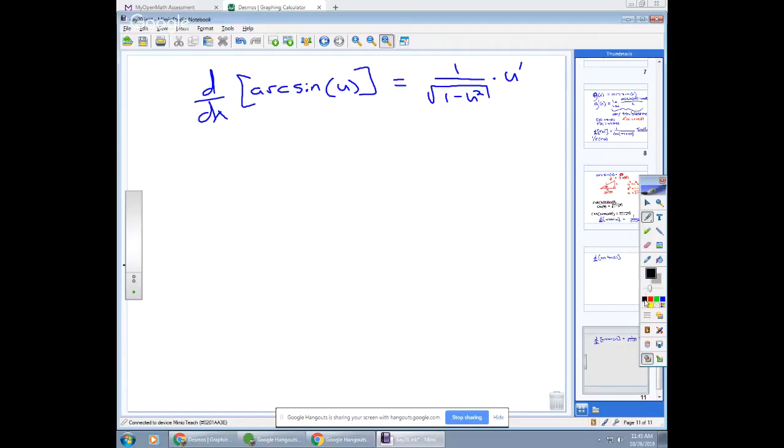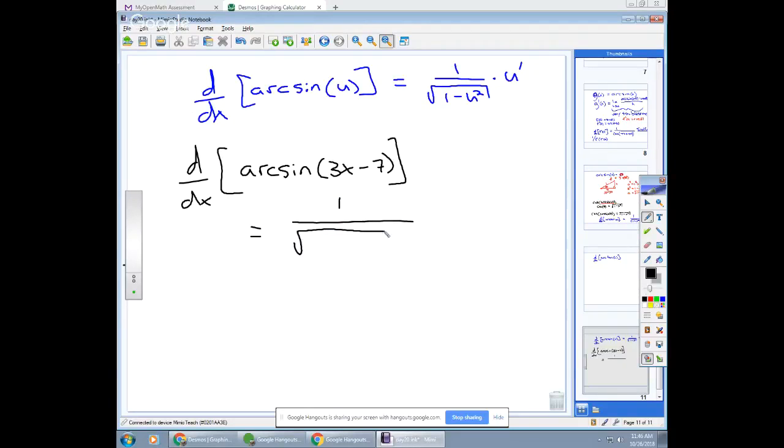So in action, if we had to take the derivative with respect to x of the arc sine of 3x minus 7, then we're going to get 1 over the square root of 1 minus, parentheses, 3x minus 7 squared, times the derivative of 3x minus 7, which is 3, which cleans up to be just 3 over the square root.